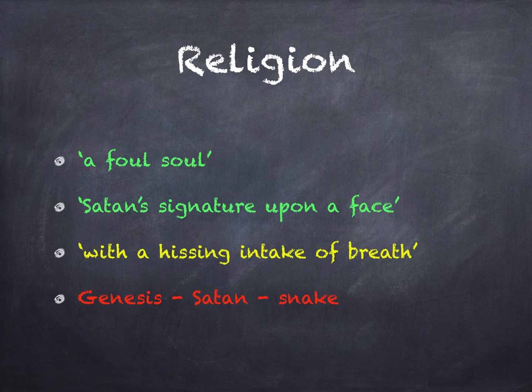So to have a foul soul in the Victorian era was particularly bad. The next phrase, Satan's signature upon the face. Satan is another word for the devil. Here there is a suggestion that Satan owns Hyde, or indeed that Satan has created Hyde, that Hyde is not a good Christian person created by God, but a bad, evil person created by the devil.